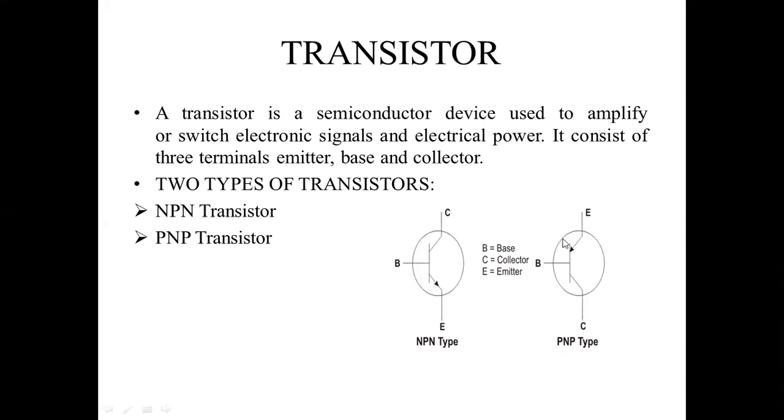Now, why do we use this symbol? Collector, base, emitter; here emitter, base, collector. Why the arrow is changing, we will explain in the next slide.